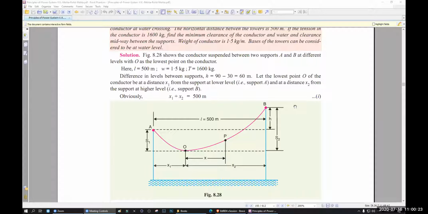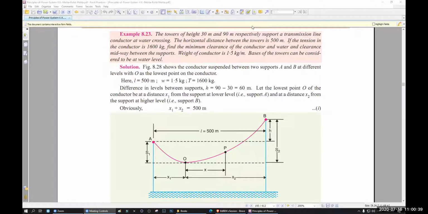Yes, agree, sir? Yes. Okay. Why? Because the towers are not equal, so the sag will occur near the middle, near the smaller tower. Okay, the sag will occur near to the smaller tower.